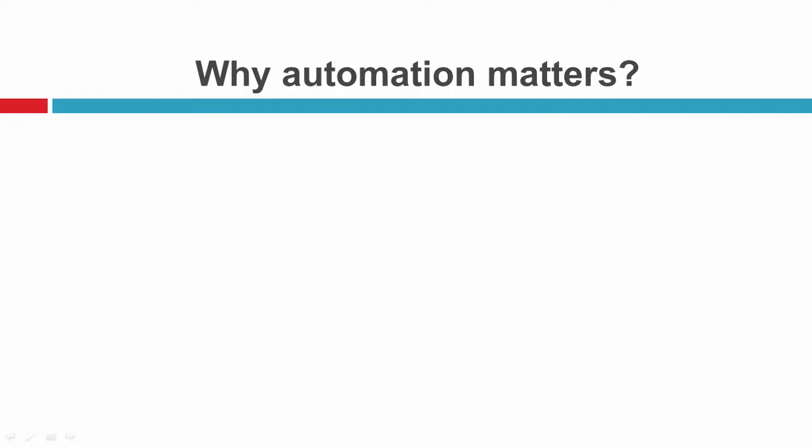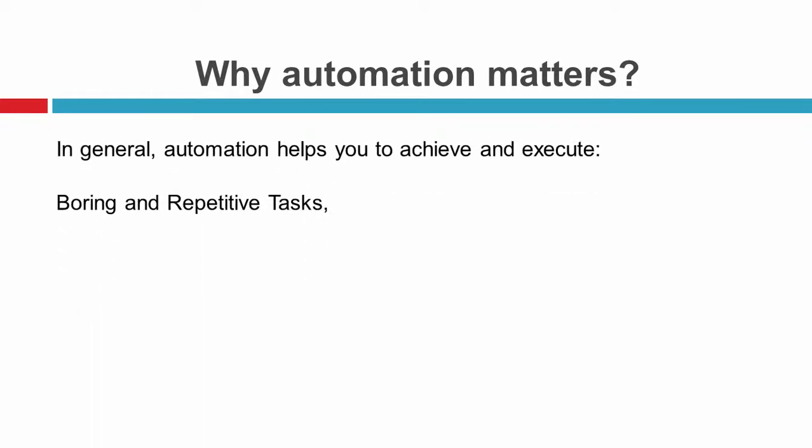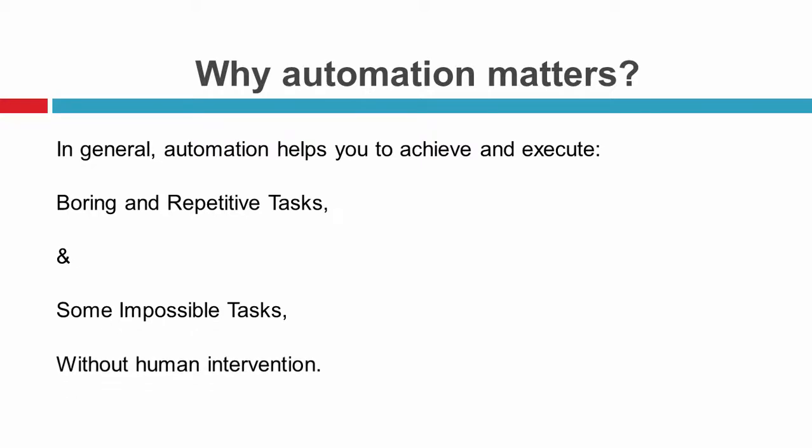Why does automation matter? Automation in general helps you to achieve and execute boring and repetitive tasks by saving your budget, saving your time, and making you focus on added value tasks instead. Automation also helps to achieve impossible executions and tasks. For example, we can imagine the generation of a huge dataset every day or every hour, where a human is not able to do so.